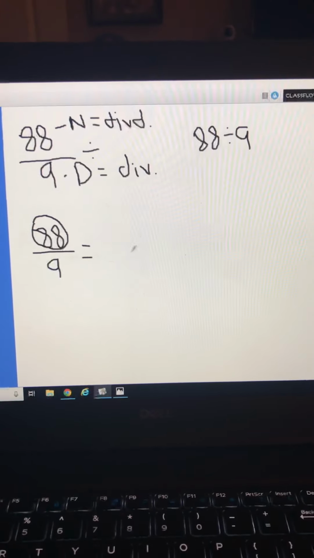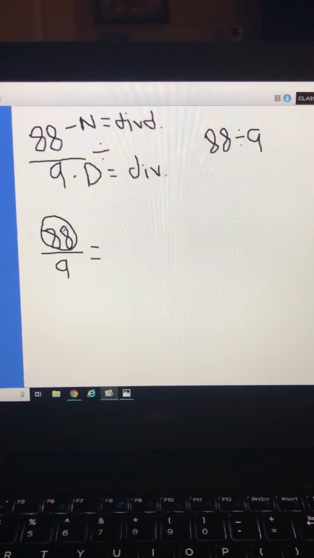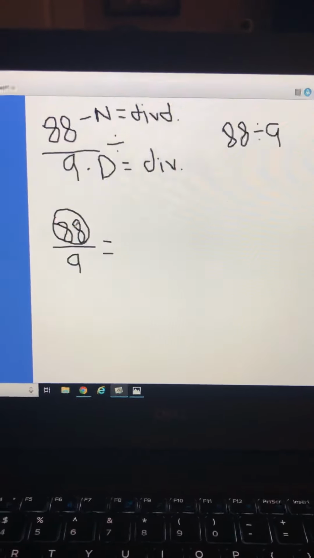So I'm first going to say, how many times will 9 go into 88 without going over? When I do that, I know that it's 9 because 9 times 9 is 81. My denominator over here on the left is 9, so therefore on the right it has to be 9 as well. So right here, I so far have 81 parts.